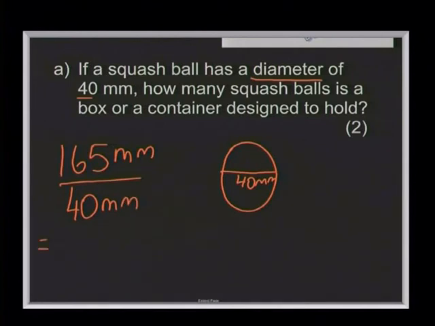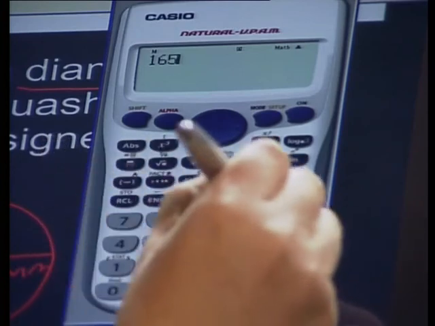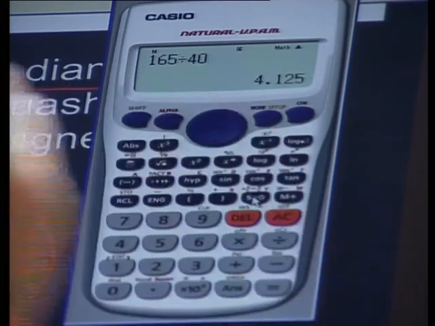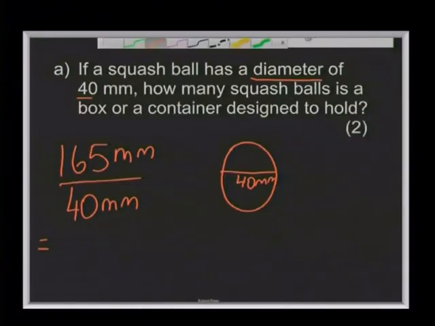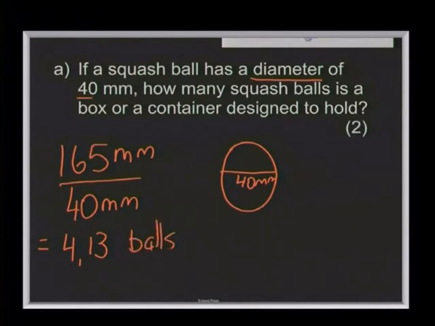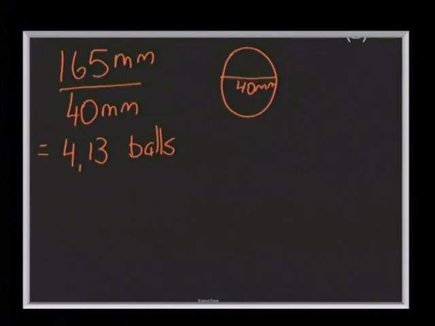And we're going to put that onto our calculator. 165 divided by 40. And we get an answer of 4,125. Okay, or 4,13. So let's go back to here. 4,13. What is that answer? 4,13 balls. But I can't have a 0.13 of a ball. So what does my answer mean? I can only fit in 4 squash balls. And we've got a little bit extra space in the box. And that makes it easier for us to actually put the squash balls in. Let's go see what the next question says.